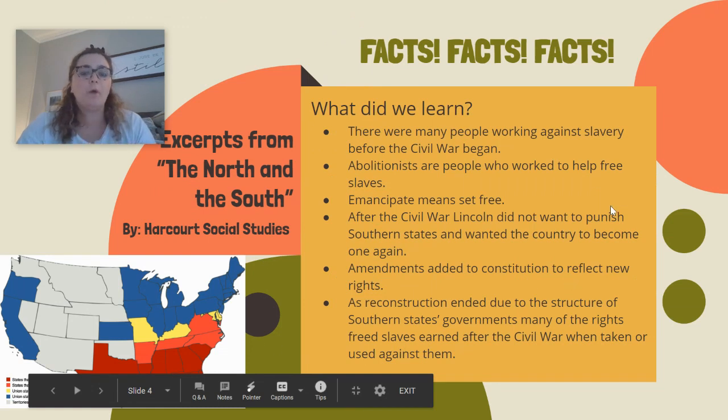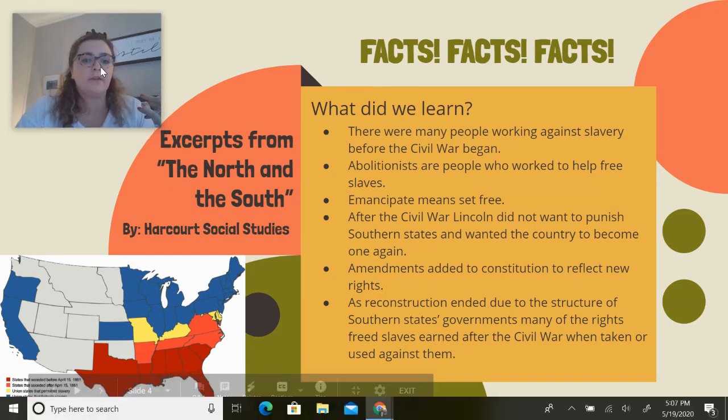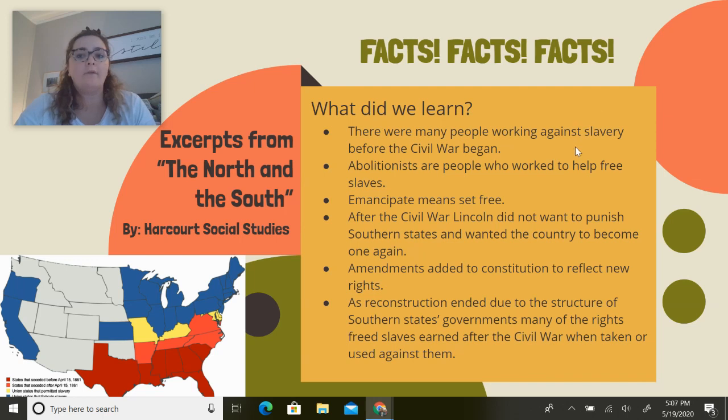Okay, so what did we learn from the excerpts of the North and the South article? What we wanted you to gain from reading those little bits of that article is that there were many people working against slavery before the Civil War. Before the Civil War happened and ended, there were many people that wanted slavery to end. We also learned that those people were called abolitionists. They were people who worked to help free slaves.